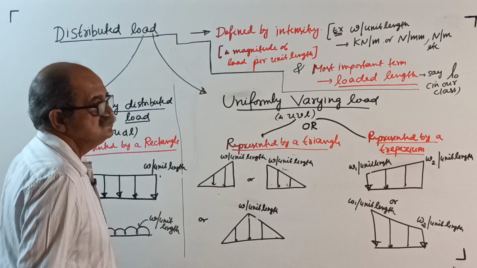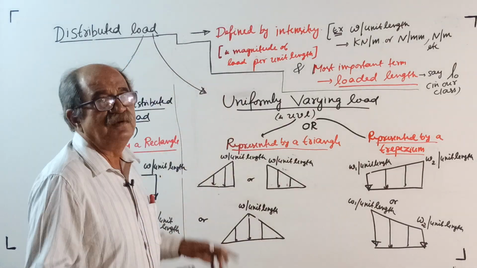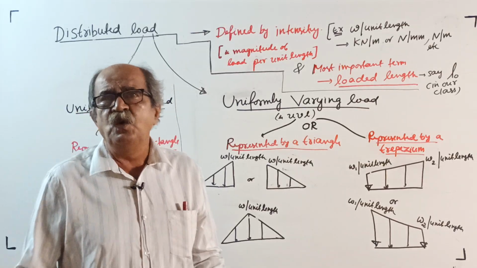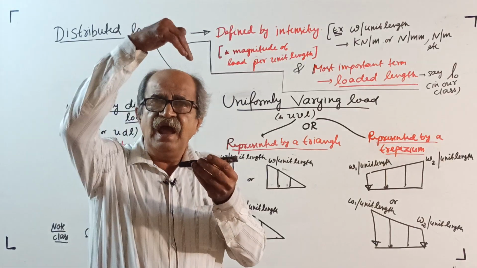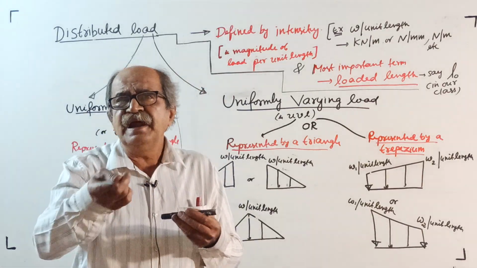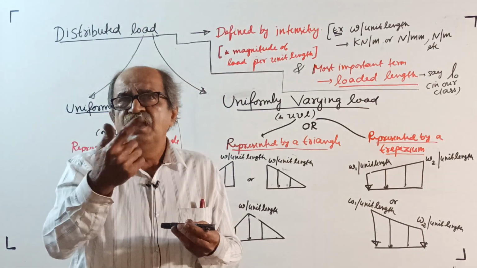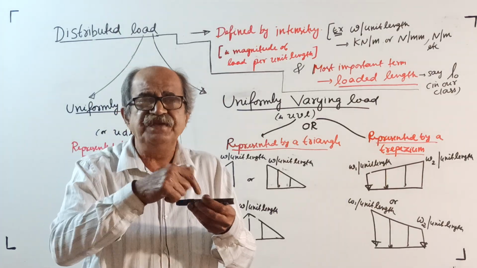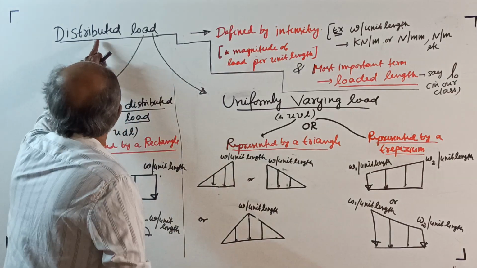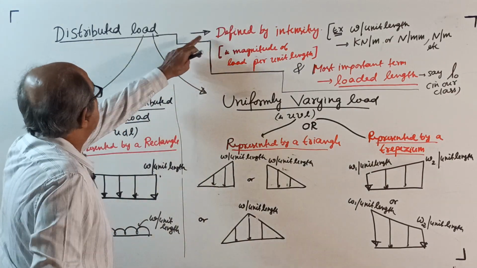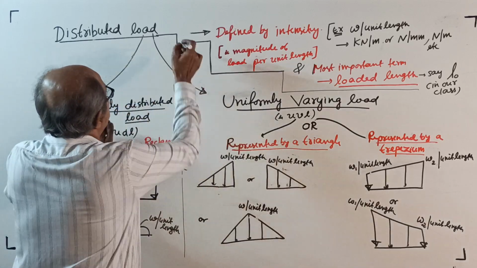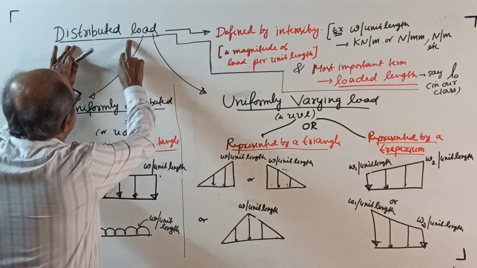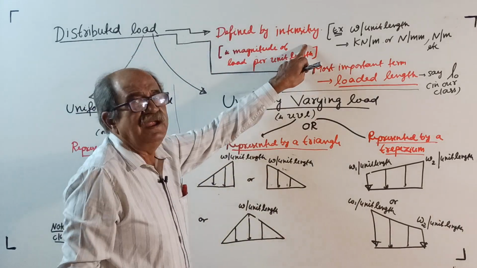Distributed load. Something you have to write yourself, I will dictate. Already I told you, a point load is a load acting through a point. It is directly defined by magnitude. Line of action, you can see it, and point of application also, you can see it. Now, distributed load. Distributed load is defined by intensity.